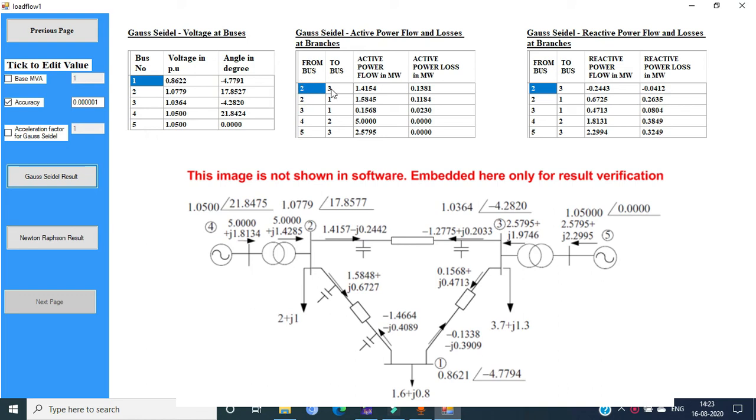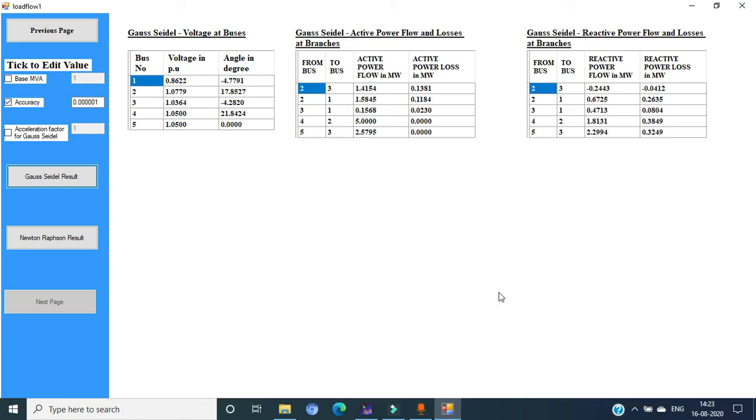It also gives the active power loss in megawatt and the reactive power loss in megavar at various branches. The positive sign indicates the power loss or absorption, and the negative sign indicates power generation. The result is validated with the help of the textbook result as shown at the bottom of this video. To get the Newton-Raphson load flow result, click on the Newton-Raphson result button.